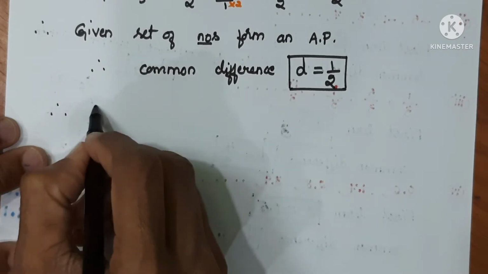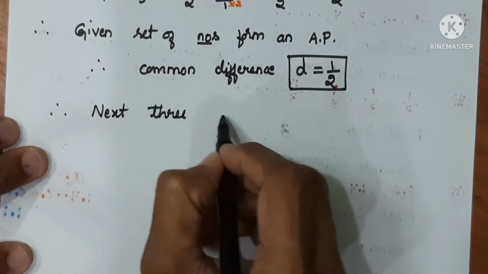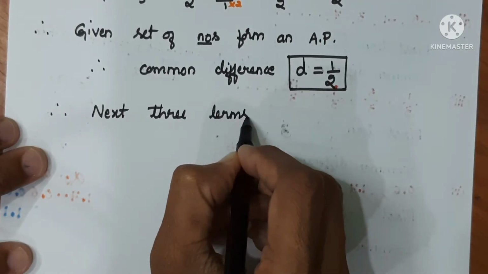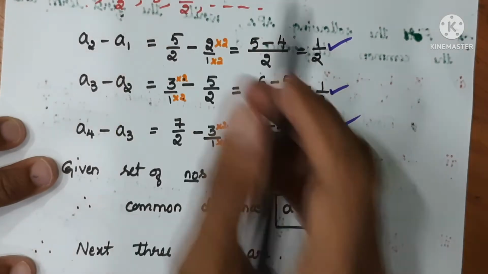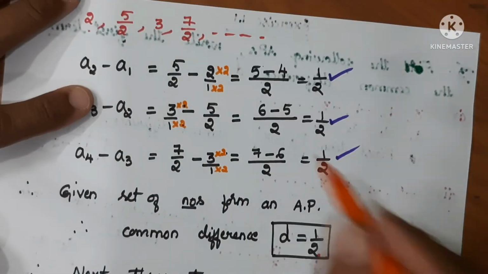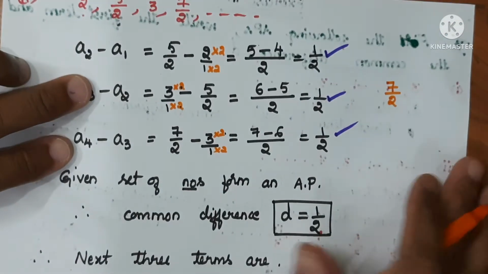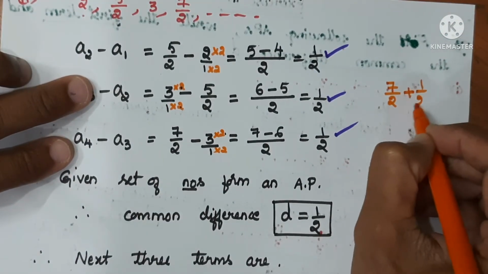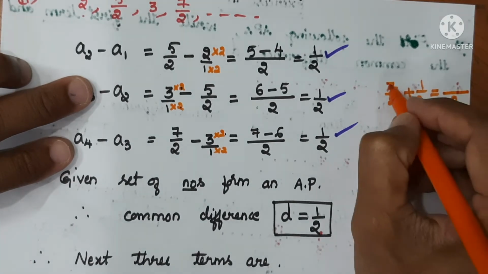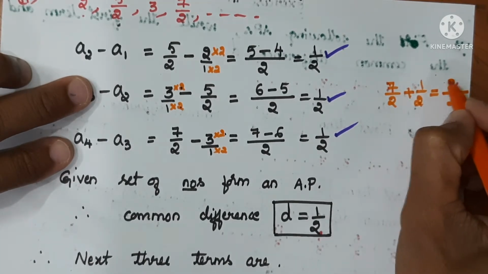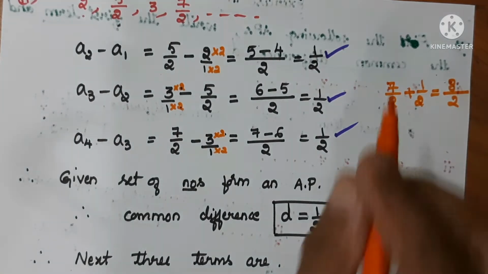Therefore next three terms are, here we have to add half to 7 by 2 to get the next three numbers. Here the fourth term is 7 by 2. We have to add 1 by 2 to the fourth term to get the next term. Here LCM is 2. 7 plus 1 is 8. Let us keep 8 by 2 as it is. Don't cancel the numerator and denominator.